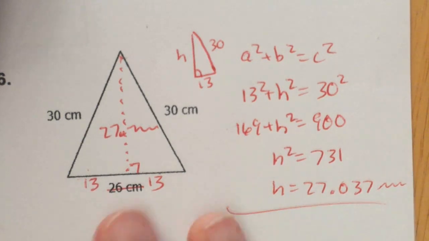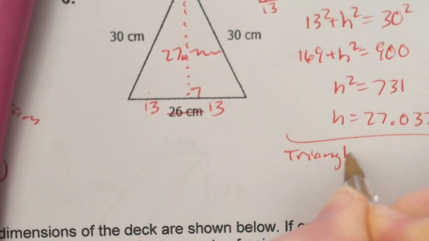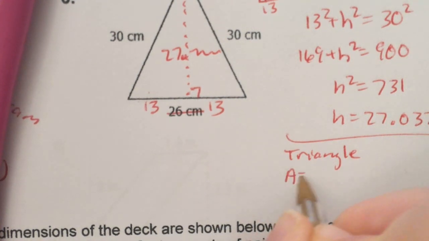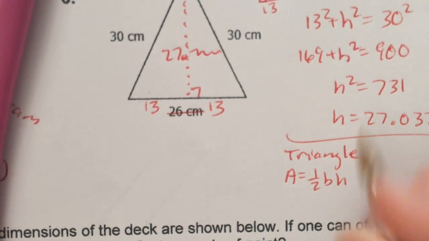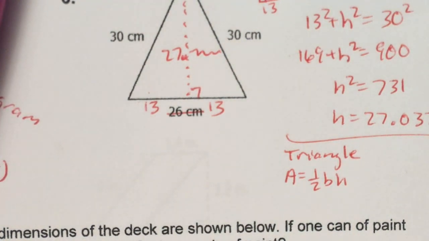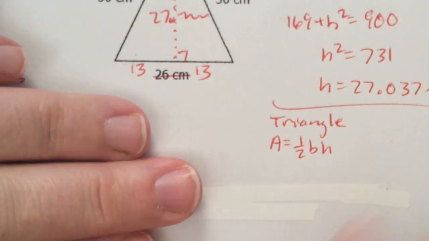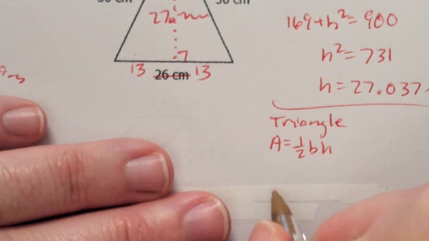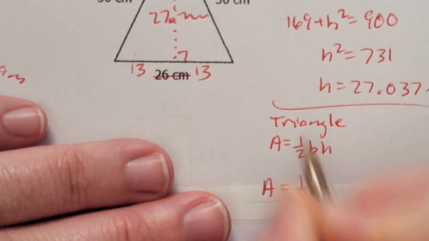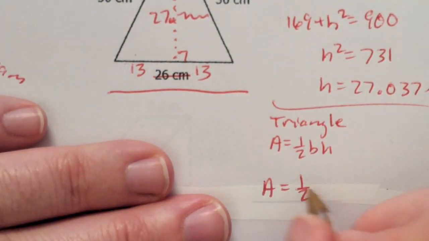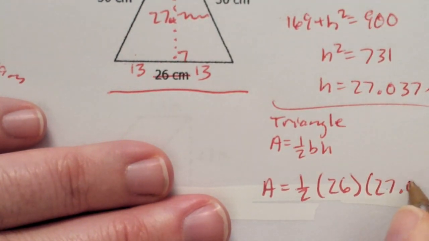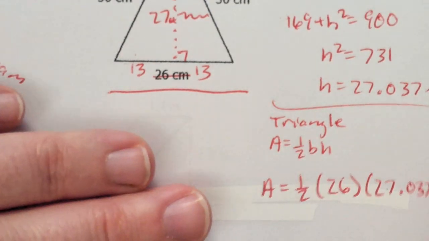All right, so this is a triangle. We're doing area equals 1/2 base times height. Okay, so please ignore that there's stuff over here. We're not going to do that. Okay, so area equals 1/2 your base. Now, what was that entire distance? It was 26. And our height was 27.037. There's a bunch of other digits, but we're good with that.